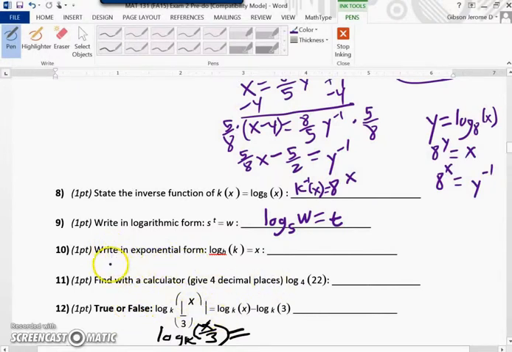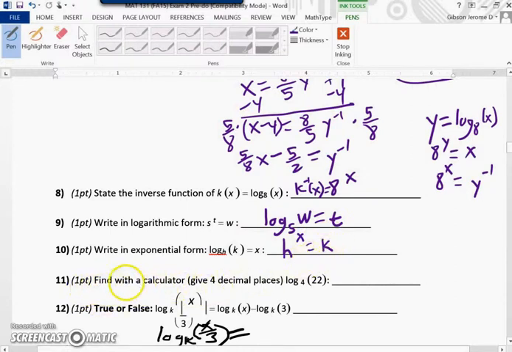Okay, number 10, it says write in exponential form. Log base h of k is equal to x, so it'll be h to the x is equal to k. Because remember, it's the base, this answer is the exponent, and k will be what it's equal to.